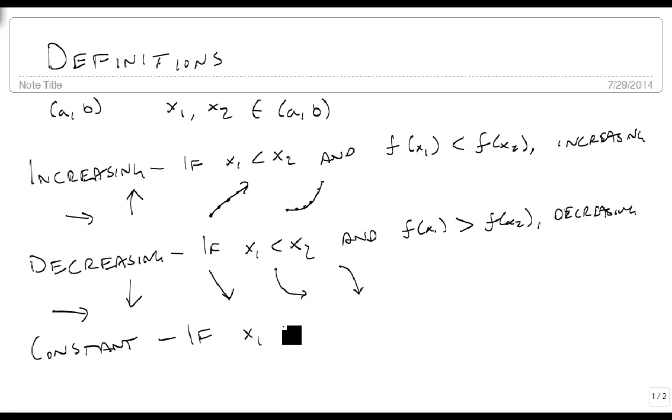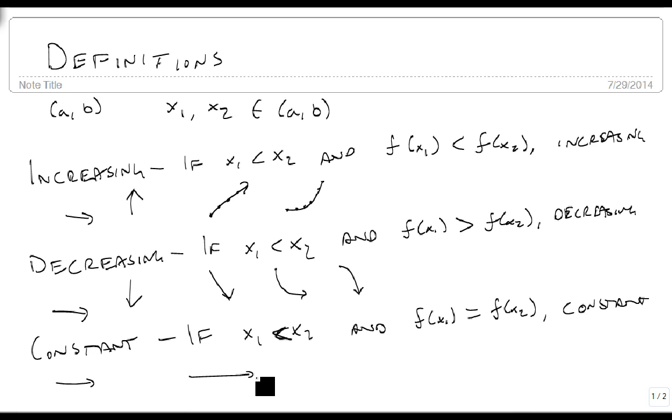Constants are similar. If x1 is less than x2, meaning we're going from left to right, and f of x1 equals f of x2, then it's said to be constant from left to right. It doesn't go anywhere. So there's no up or down arrow here. It's just going across. So the only type of line we have for that is a perfectly horizontal line from left to right. It's staying the same. So that's how we determine if something is increasing, decreasing, or constant. And we use that information to help us keep track of the function.